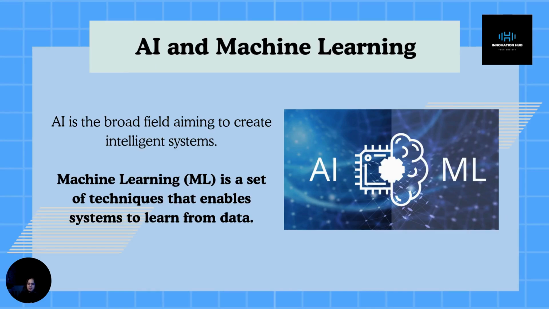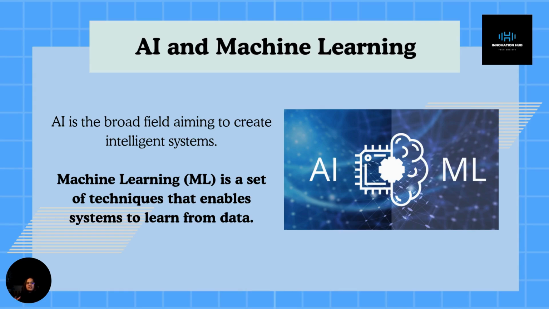Now, let's clear something up: the difference between AI and machine learning. Artificial intelligence is the broader concept. It's the goal of creating systems that can behave intelligently. Machine learning, on the other hand, is the method we use to achieve that goal. It is a set of techniques that allows systems to learn from data instead of being explicitly programmed, as I mentioned earlier. A simple way to think about this is that AI is the car and machine learning is the engine that powers it. Most modern AI systems rely heavily on machine learning because it allows them to adapt, improve, and handle complexity without human intervention.